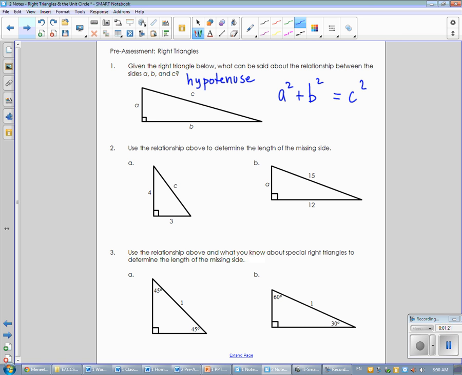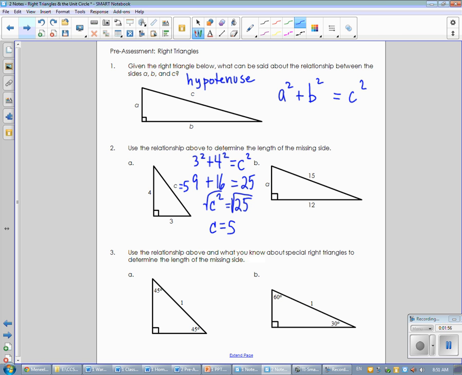So if we take a look at number 2, we're given two right triangles and each has a missing side. So in letter A, we've got a triangle that has a length that's 3, a length that's 4, and then our hypotenuse is unknown. So if I want to calculate this, I know that I'm going to take 3 squared plus 4 squared, and that's got to be equivalent to c squared. Well, 3 squared is 9, 4 squared is 16, and so that's going to be 25. So c squared is equal to 25, and if I take the square root of both sides, I know that c then is 5. And that's actually a really common relationship, the 3, 4, 5 triangle.